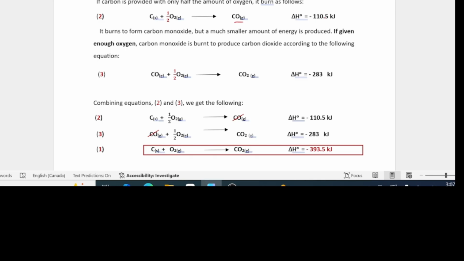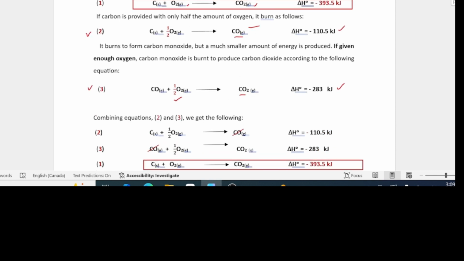But look, only that amount of energy is produced when carbon is burnt to carbon monoxide. However, if given the rest of the oxygen, carbon monoxide is burned to produce carbon dioxide according to the equation here. So that is my carbon monoxide here. If I give it the next half a mole of oxygen, see what happens? It's now burned to give you carbon dioxide. And the amount of energy produced is that. Just a point to note. So if we are burning carbon and we're limiting the amount of oxygen that it's getting, look what happens. You're only getting that amount of energy.